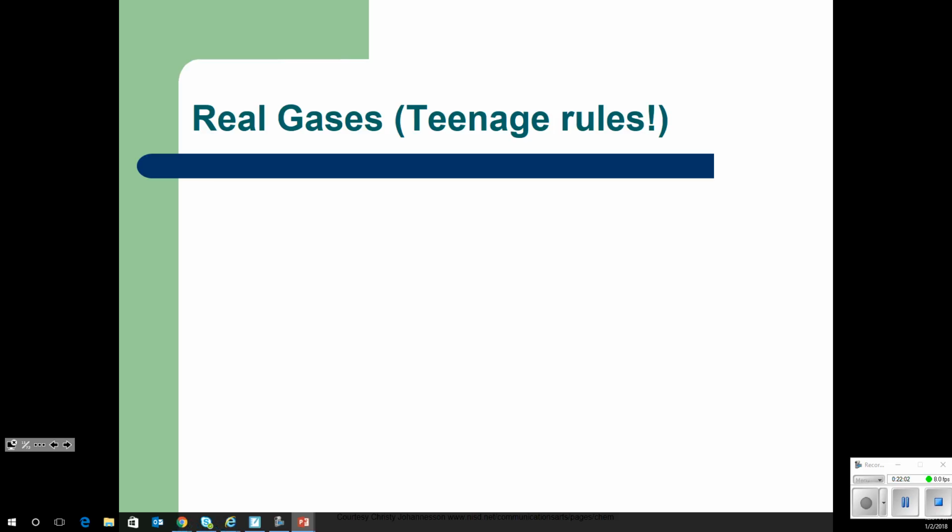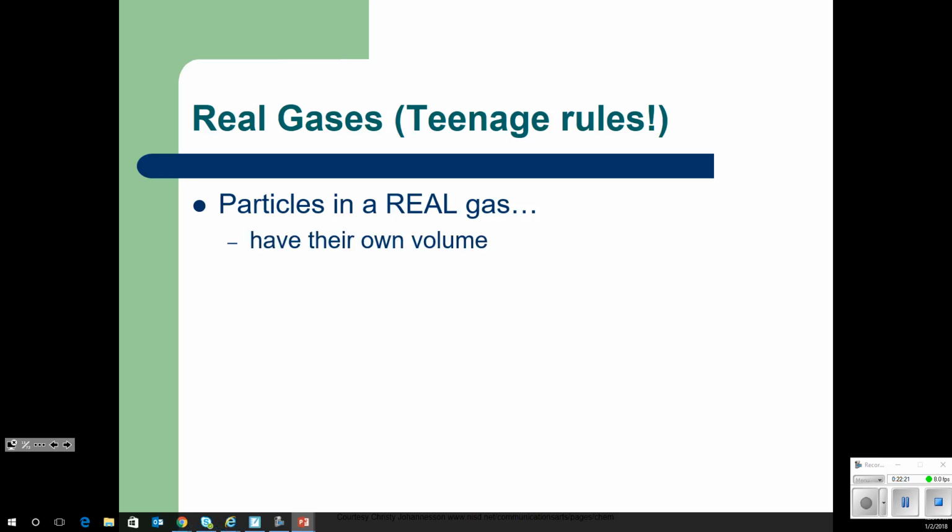Okay, but get real. Teenage rules, how are you different? Particles in a real gas, how are they different from toddlers? You have to pay, so you take up space, right? You take up your own volume. Okay, how else? It says 2, but there's actually 3. Have your own volume. What else? Yeah, you're attracted to and repel each other, right? Because some people you just don't like, and some people you're like, ooh, la la.